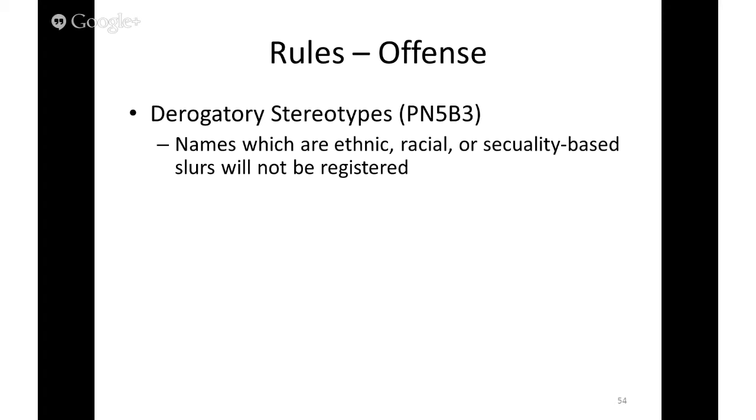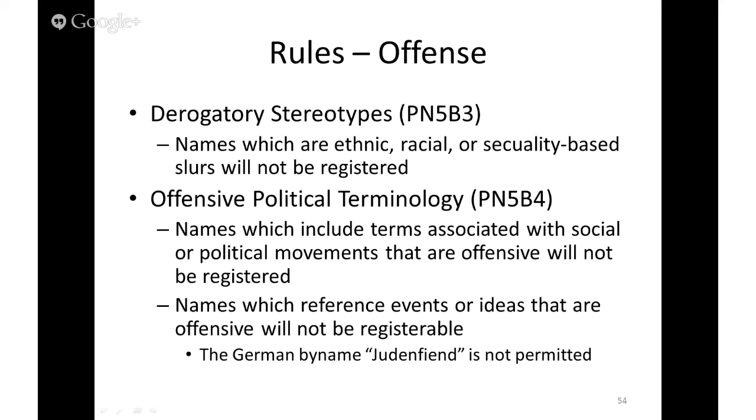Derogatory stereotypes, names which are ethnic, racial, or sexual. That's a typo there, obviously. Sexuality-based slurs will not be registered. Offensive political terminology is not allowed. Names which include terms associated with social or political movements or ideas that are offensive. There's a period German byname Judenfiend, which means enemy of the Jews. We're not going to register that.